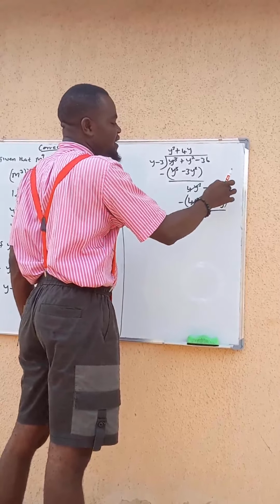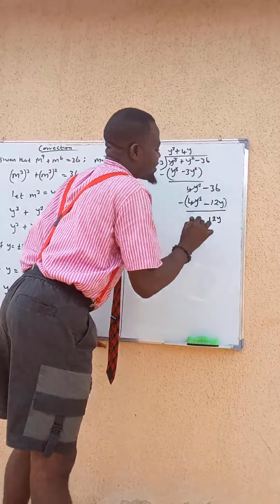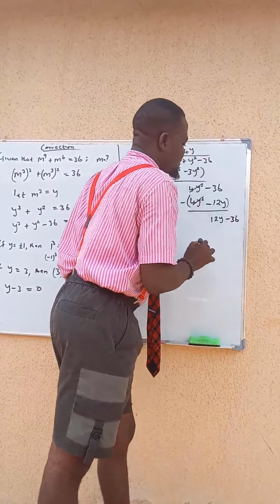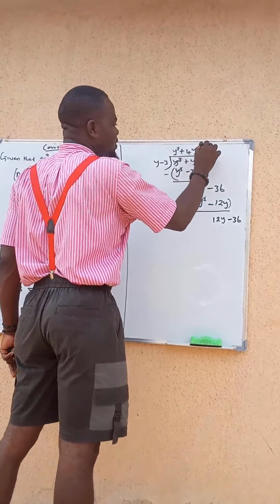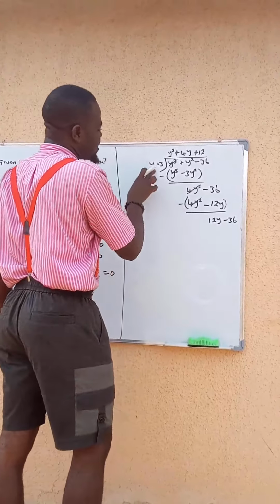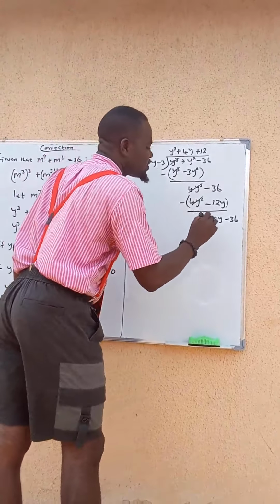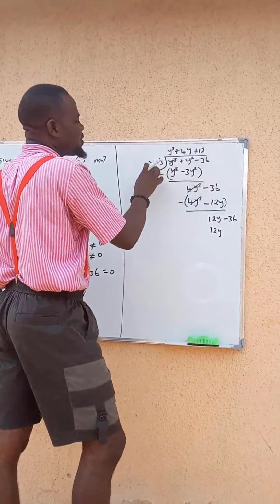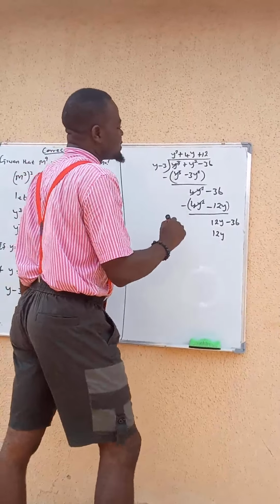Since there's no y here, I'll bring it down. So this will give me 12y. Then minus 36 will come down, minus 36. Then 12y divided by y, the y will go, it will give me plus 12. Then 12 multiplied by y will give me 12y. Then 12 multiplied by minus 3. 3 times 2 is 6. 3 times 1 is 3. So it will give me minus 36.